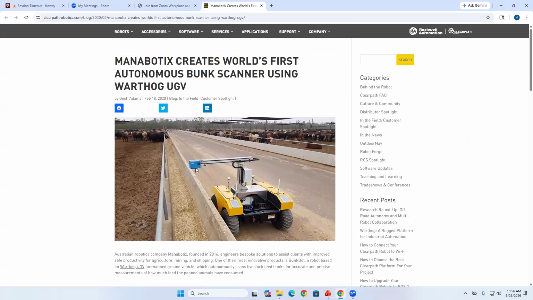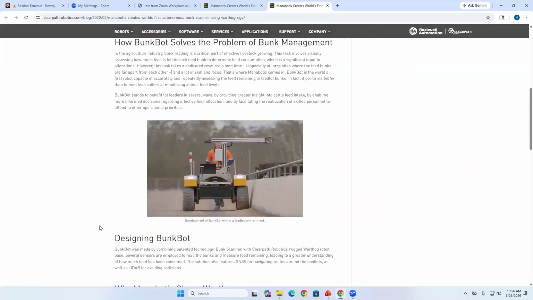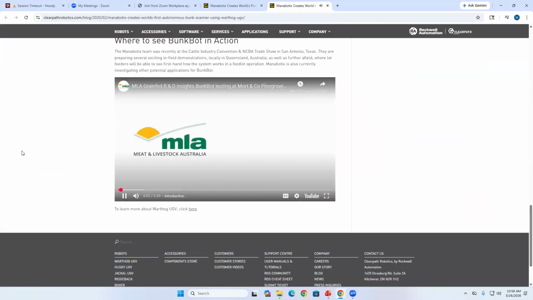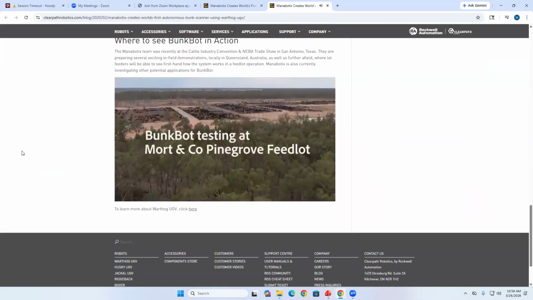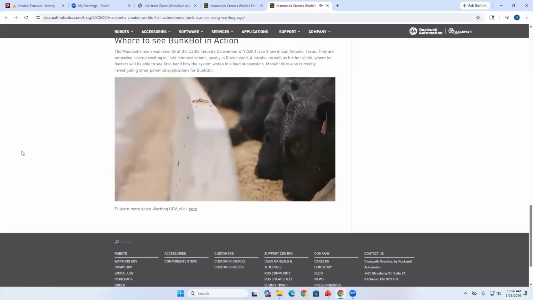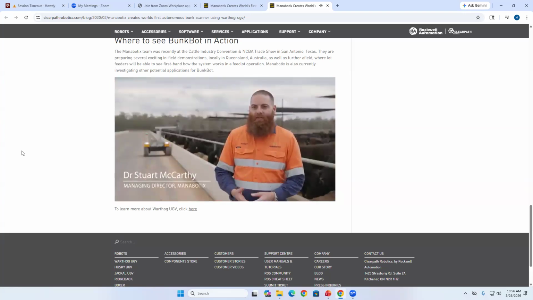Okay. Automated robot, there's the camera, and it's going around and reading bunks for that feedlot. Oh, here we go. So yeah, I think this is out of Australia. Yeah, definitely Australian.